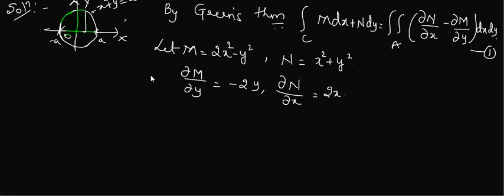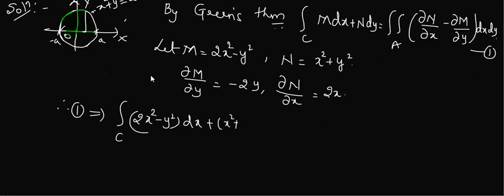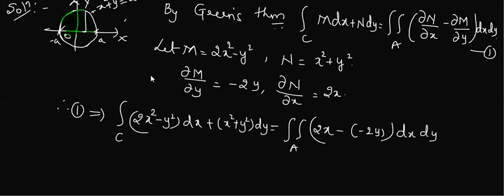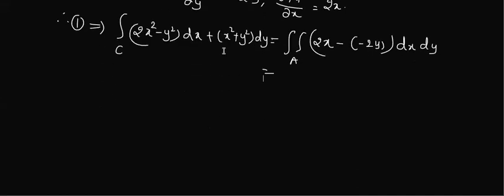Okay. Now, let us take all these changes in equation 1. So this is integration over C, my M is 2x square minus y square into dx, my N is x square plus y square into dy, is equal to double integration over A of dou N by dou x, which is 2x, minus dou M by dou y, which is minus 2y, dx dy. Tell me what is common here.